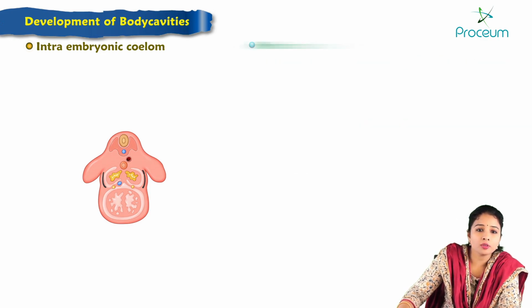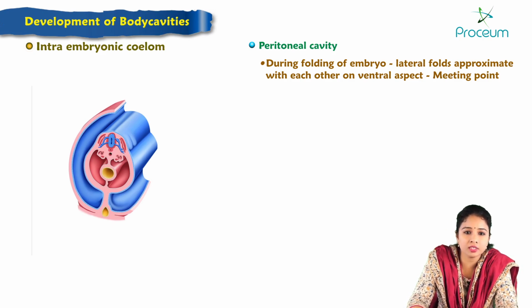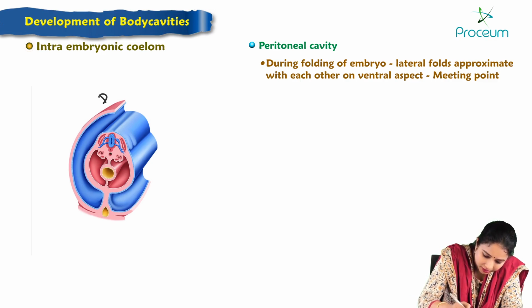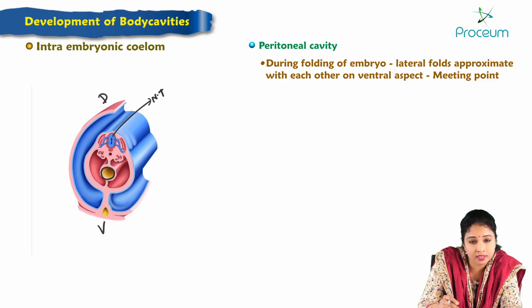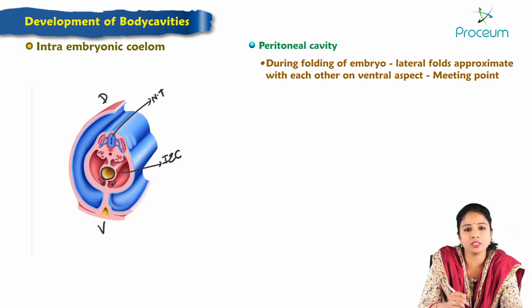Next we shall talk about the peritoneal cavity. During the folding of the embryo, the lateral folds approximate with each other on the ventral aspect of the embryo. This is the dorsal aspect and here is the ventral aspect, and this is the neural tube. We can see the incorporated part of the gut, which is a part of the yolk sac, present inside the body cavity. Around the gut is the intraembryonic coelom, and we can see the ventral parts of the intraembryonic coelom approximating each other.